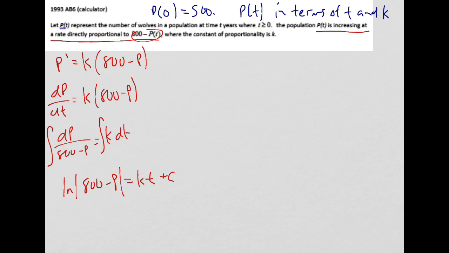But I need to add something here. There's one thing that I have not done correctly here yet. See if you can figure it out. It has to do with this side. If I were to differentiate this, I wouldn't get this back. I actually need a negative sign out front, and that's to deal with this guy right here. If that was 800 plus P, then I wouldn't need that. If that was 800 minus 2P, I would do negative 1/2 out front here.